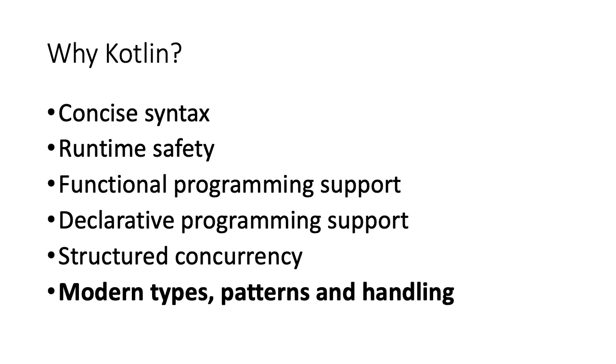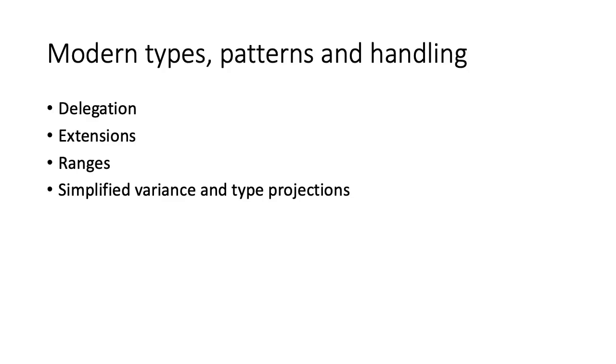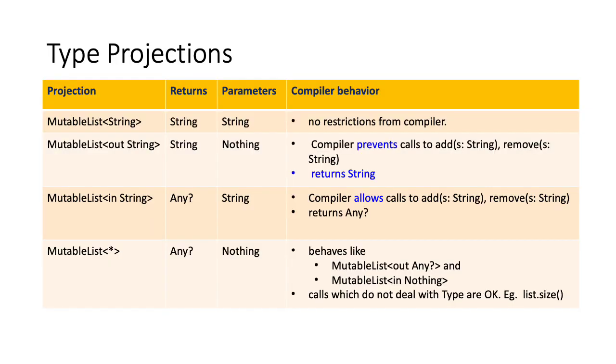Kotlin has support for modern types, patterns, and handling. We have already covered delegation, extension, and ranges in this discussion so far. Now let's focus our attention on how Kotlin simplifies type projections. Kotlin has in and out keywords to specify contravariance and covariance. Covariance is a means of enforcing write only, while contravariance is a means of enforcing read only.